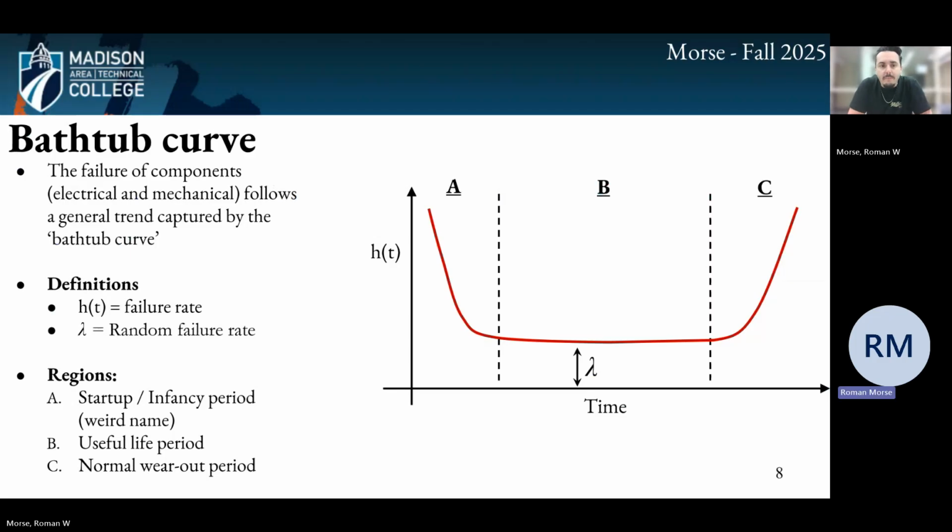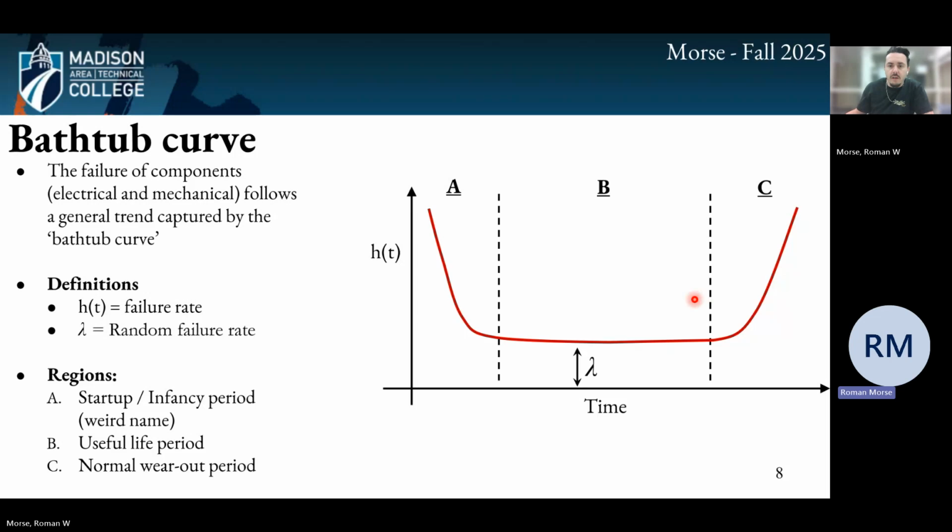So this is called the bathtub curve, and I'm sure everybody can see why. This looks like a bathtub, right? So the failure of components, and these are well manufactured, well designed components, electrical and mechanical, follow this general trend that the bathtub curve shows.